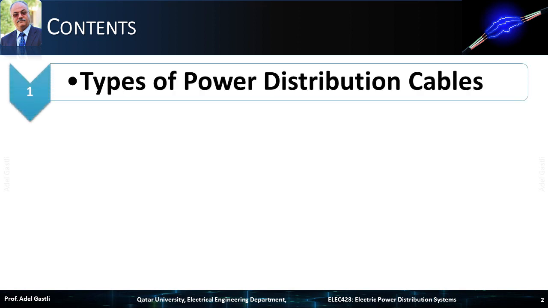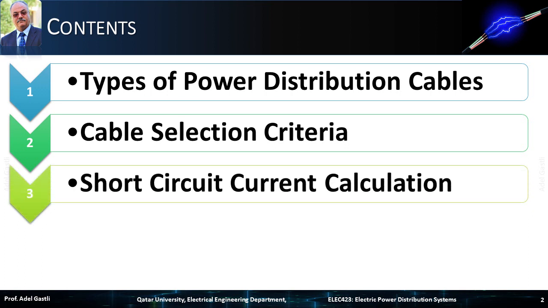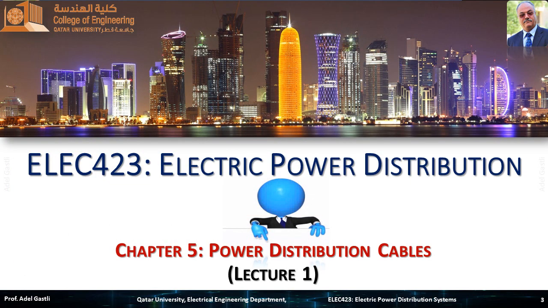I will start describing the main types of power cables. Then, I will discuss the cable selection criteria. Then, I will present the short circuit current calculation. And finally, I will describe the cable risers and trays. This chapter will be covered in 2 lectures. This is the first one.